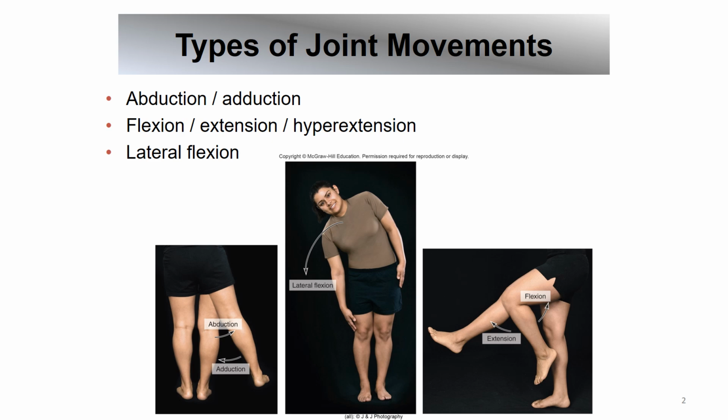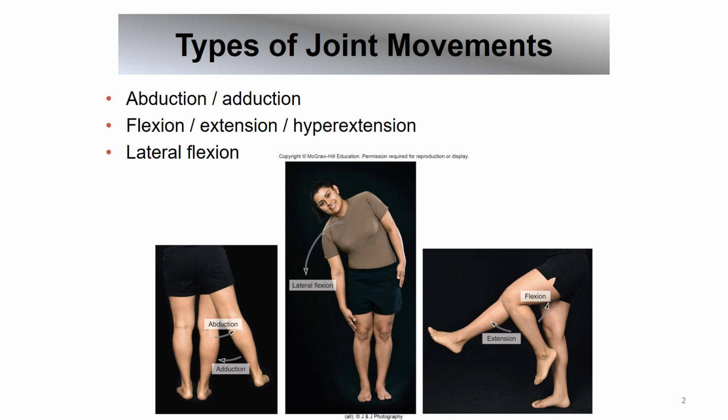Abduction versus adduction. This is when you move your arms or your legs away from the midline. So abduction is moving away, think to abduct, but adduction means to bring them back. As you can see in the picture below, abduction moves away, either your legs or your arms, but adduction moves back in. Next, flexion. Flexion means bending.